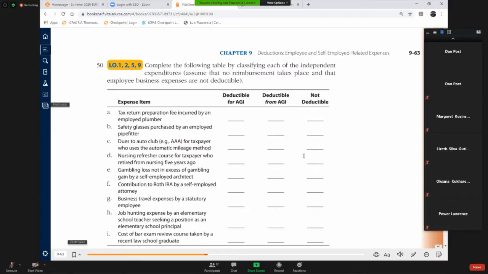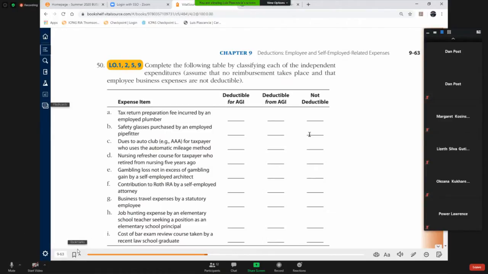The correct answer is not deductible. Prior to the new tax reform, it was an itemized deduction subject to the 2% AGI floor, but now it's not deductible. So good. Safety glass purchased by an employed pipe fitter under current tax law. What do you guys think?